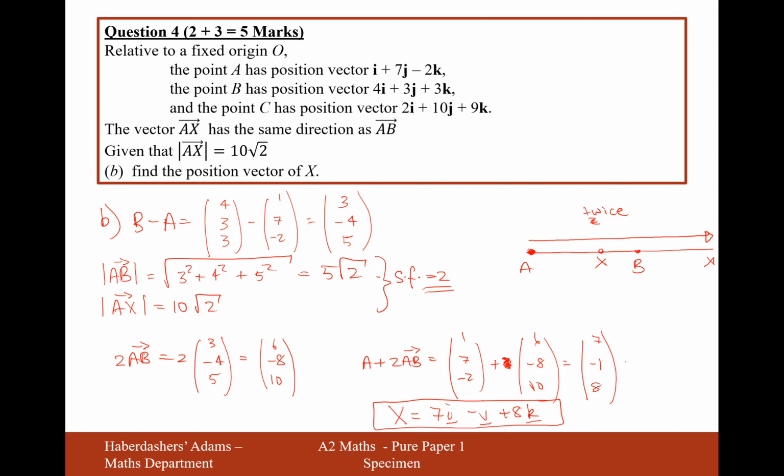So we've worked out how we get from A to B first, then we worked out what the distance from A to B was, that was 5 root 2, spotted that the scale factor was a factor of 2, so we needed to double the distance to get from A to X. So the way we got from A to B was 3, minus 4, 5, doubled that to get 6, minus 8, 10, so that was the way that we get from A to X. Then we start at A and then add on that vector and we get to 7, minus 1, 8. So there we are, 5 marks for that question then. That's question 4. Let's now move on to question 5.